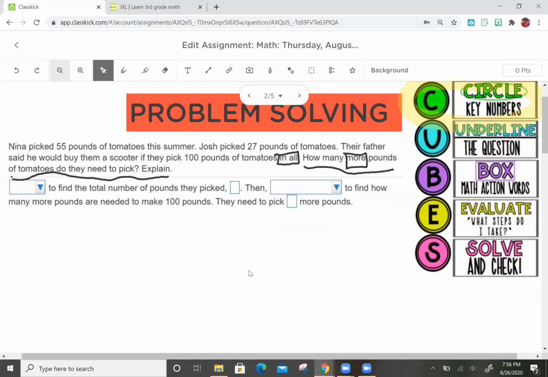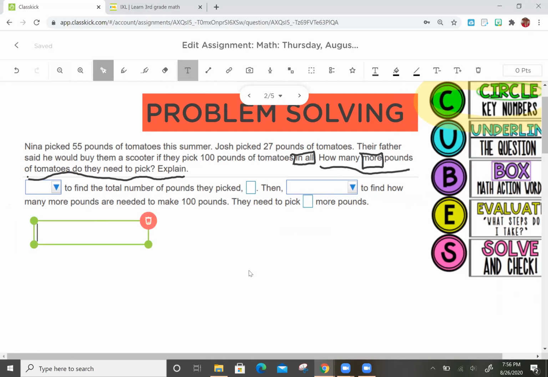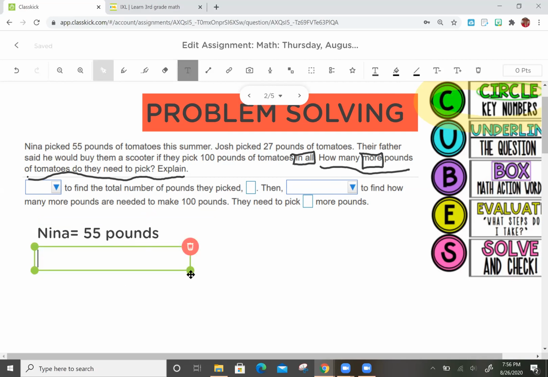Blank to find the total number of pounds they picked. Do you think we need to add, subtract, multiply, or divide? Well, let's first write out what we have. So we have Nina. I'm going to type this out actually. Nina, and she has 55 pounds. We also have Josh, who has 27 pounds.